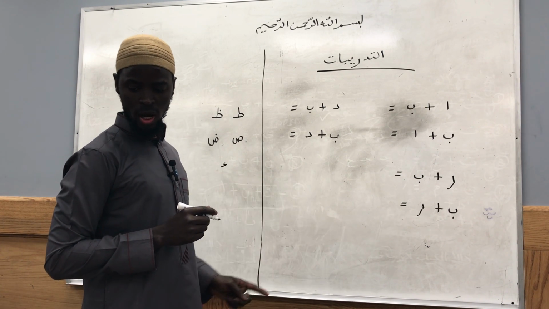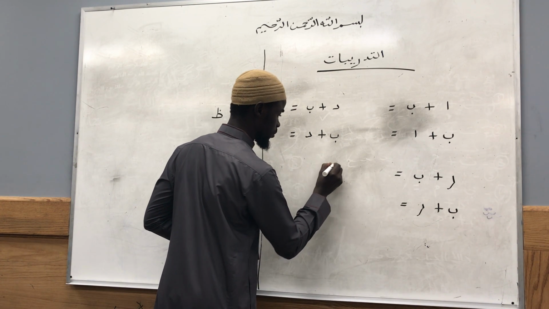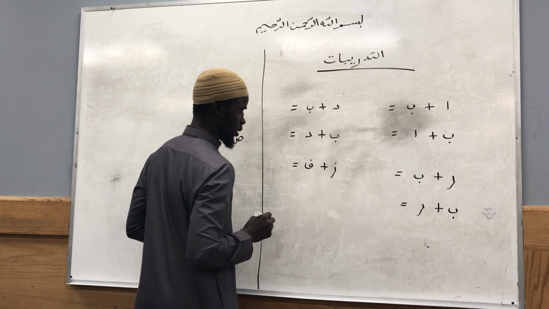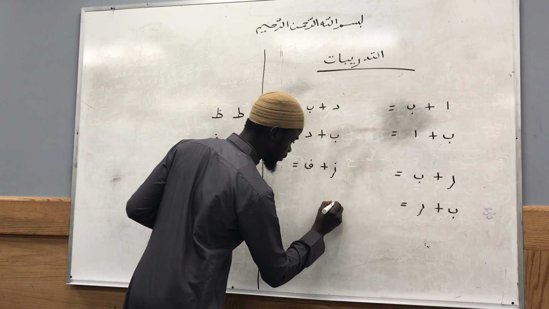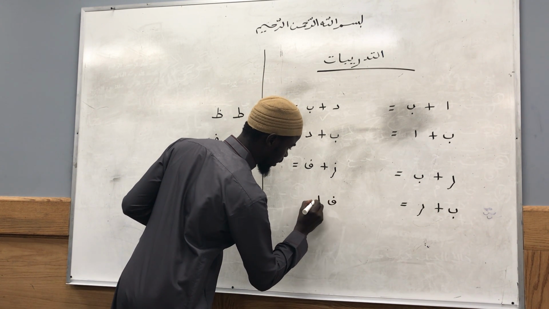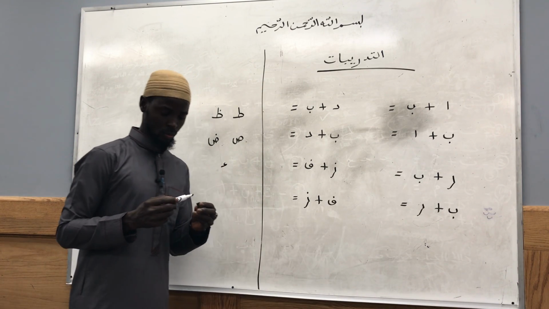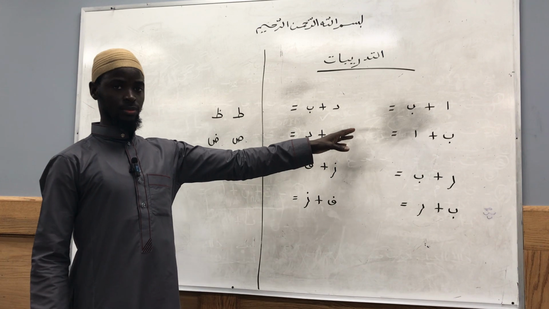And the same thing, you have Za plus Fa, and you have Fa plus Za. So this is how it works, okay?